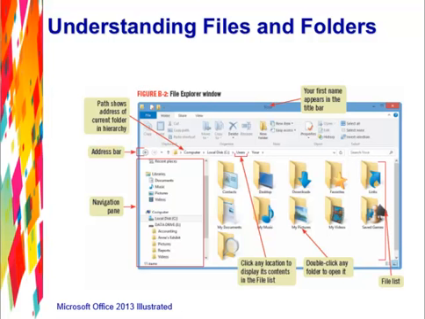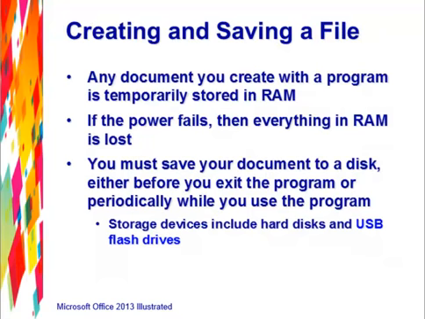Okay. So we're going to talk about how to create and save a file next. So any document you create with a computer is temporarily stored in the RAM. In other words, when you're working on something, before you shut your computer down for the day, it's going to be there in RAM. It's going to be available to be recovered, and Word will actually recover things from RAM. Before you quit, or before power is lost, if there's bad weather, you might want to save more frequently. You want to save your document to your disk.